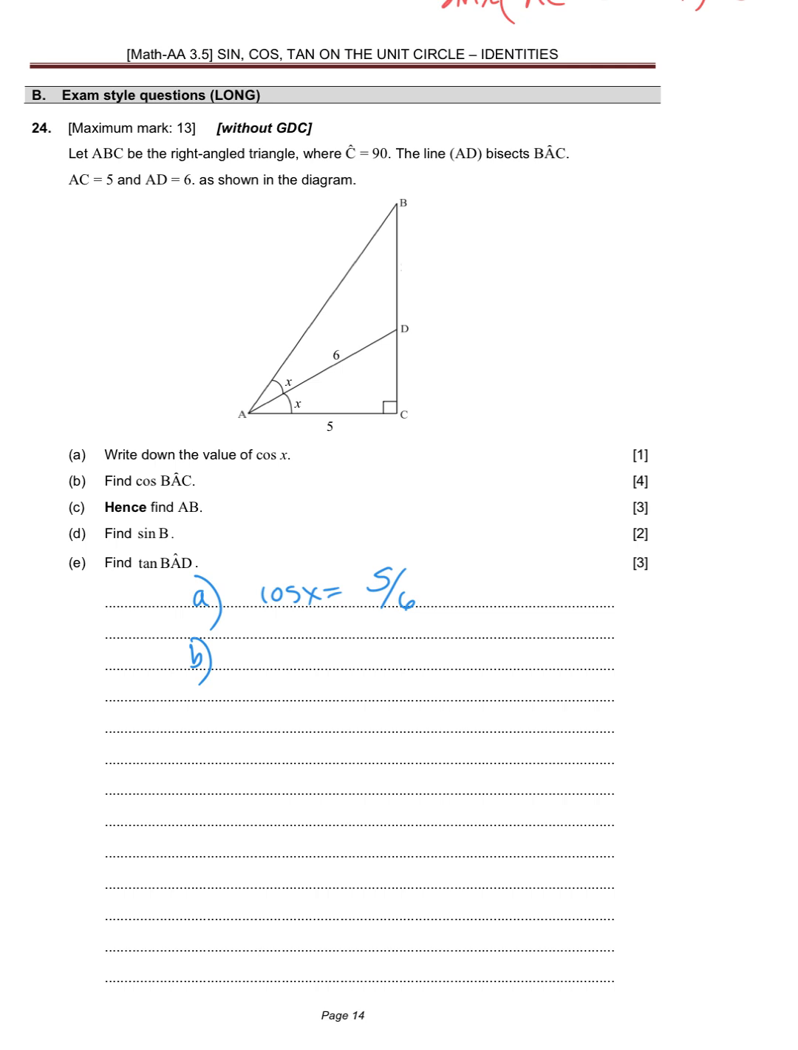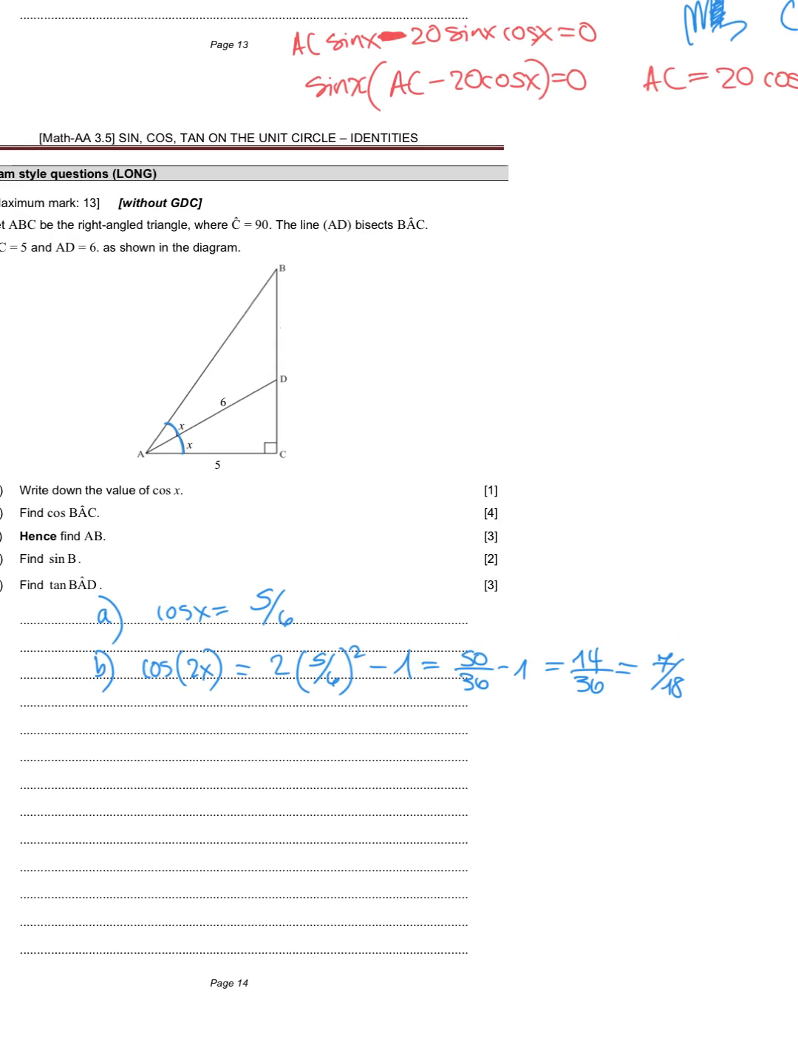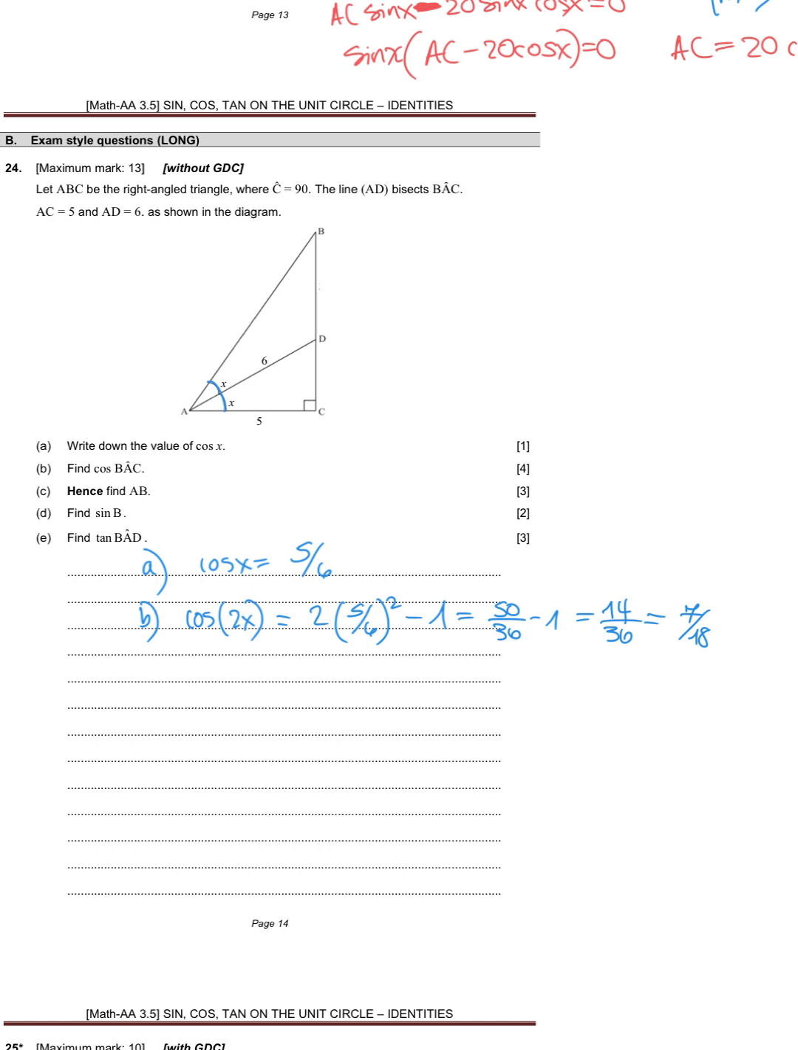Find cosine BAC. So cosine 2x is what BAC is. It's that whole thing. So we have cosine x, so we're going to do 2 cosine squared x minus 1, which is 2 times 25 over 36, so 50 over 36, minus 1. So that's 14 over 36, so 7 over 18.